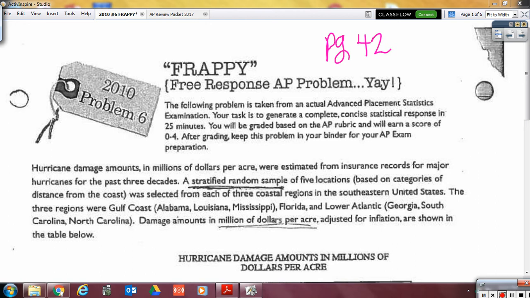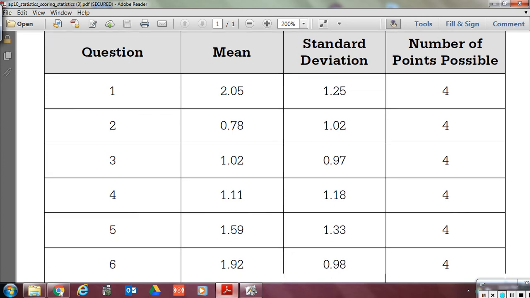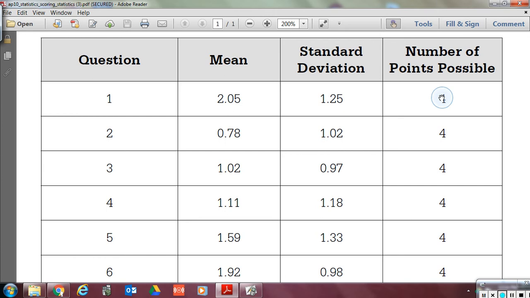Okay, every year there's a different average score per problem of the free response. So I found these printouts that cover every single year. This is the information of the free response from 2010. You can see that question number 1 had an average of 2.05 with a standard deviation of 1.25 points. Now that's out of the 4 points that we have per problem.